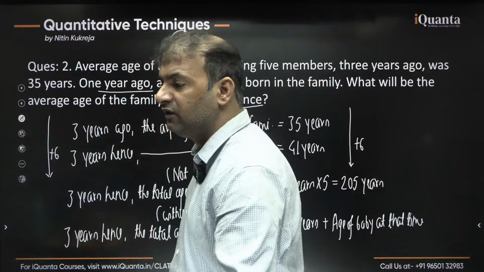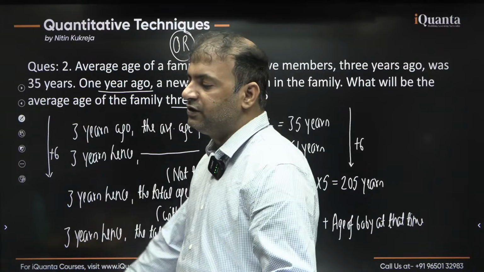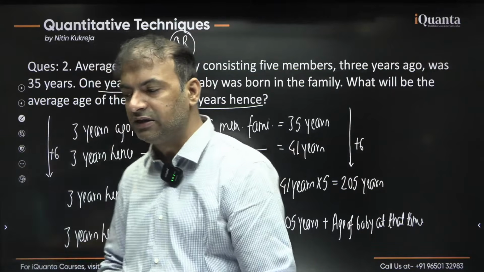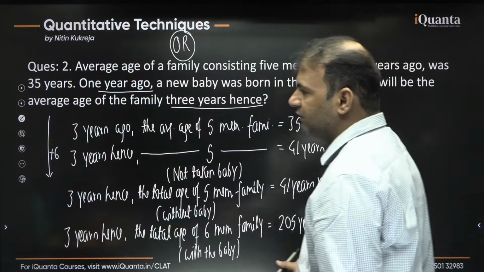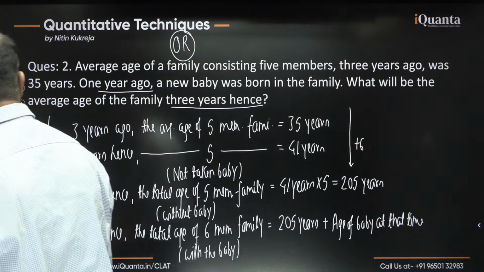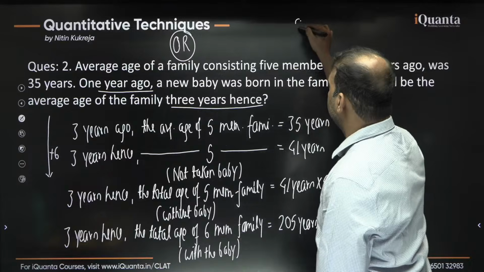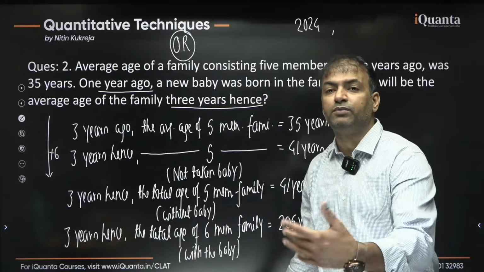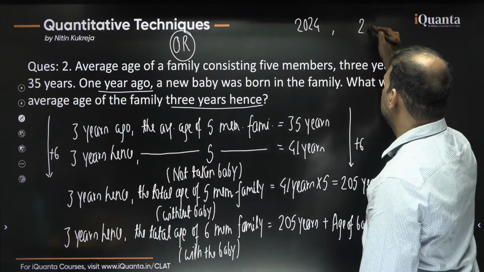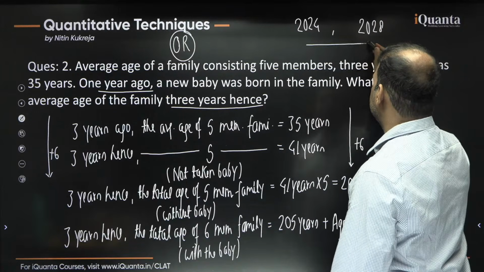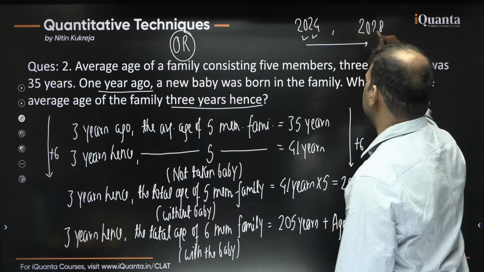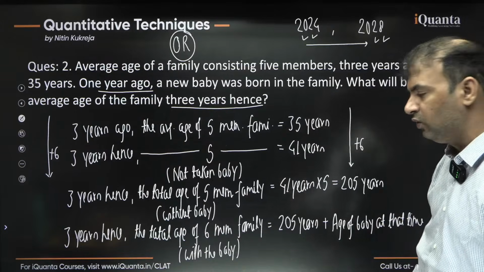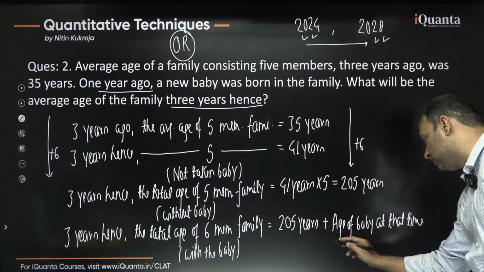Whenever you're getting confused in these kinds of questions, you can always assume the years, and you can assume from the present year, that will be the best. For example, the present year is 2025. So the baby is born in 2024, and we are talking about 3 years hence, so 2028. The baby born in 2024, and we are talking about 2028. So obviously the baby is now 4 years old. So age of baby is 4 years, very simple.